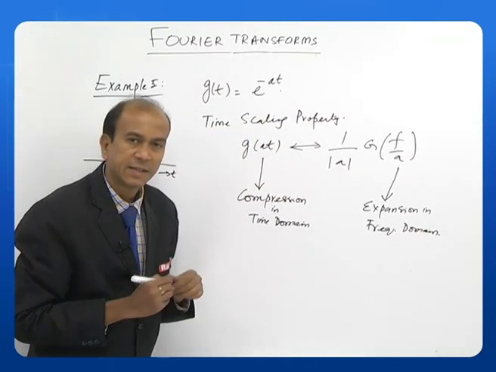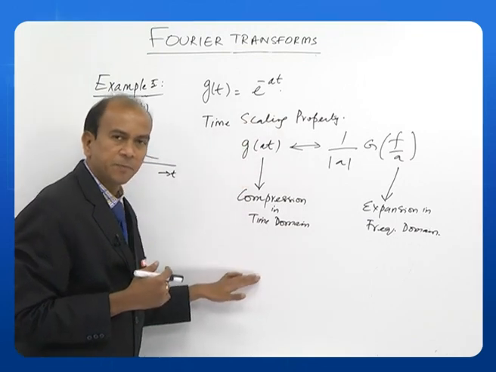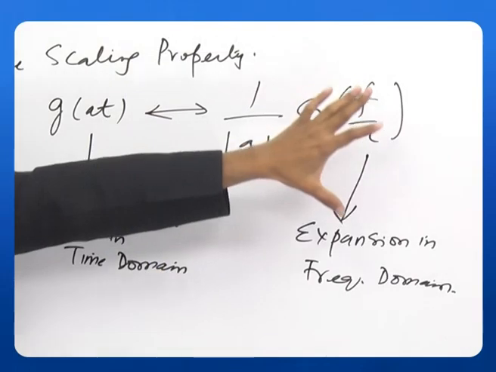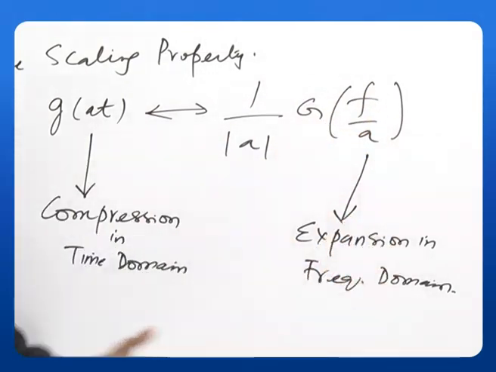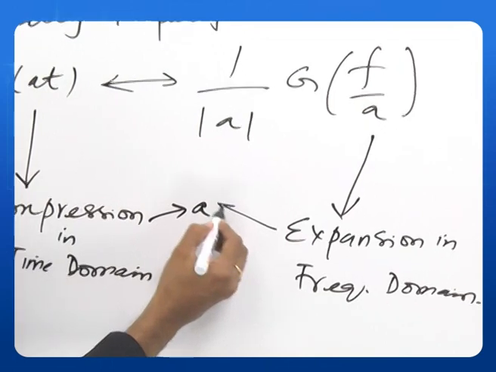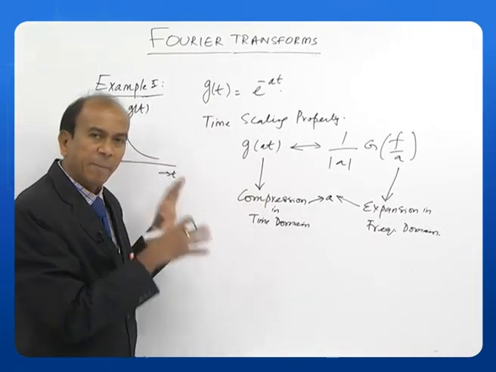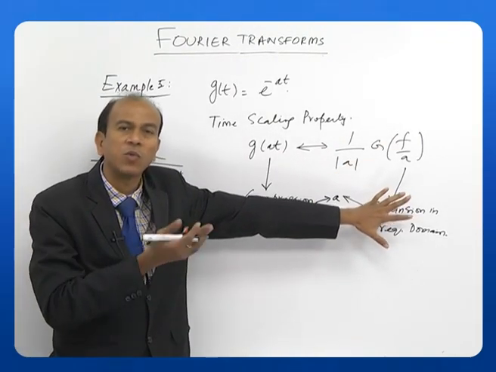That is, when I compress a signal in time domain by a certain factor a, the resulting Fourier transform will have an expansion in frequency domain by the same factor a. That is, compression by what factor? A. And expansion by what factor? A. So, this is a very important property. When I compress in time domain, it will be expansion in frequency domain and vice versa.